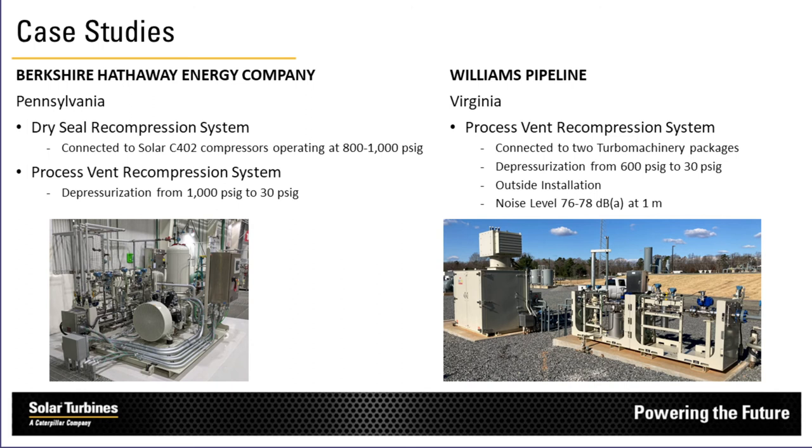The second case study here is working with Williams in Virginia. It's actually two stations. One station went operational in 2020. And here we're connecting two turbomachinery packages. These are larger in compressor size for the Solar family. We start around 600 PSIG, and again, pull it to about 30 PSIG for the turbomachinery package vents of the system. As shown here, this is an outside installation, so we have an enclosure for the unit. And one of the great items with this was we were able to prove that with the enclosure, our noise levels were somewhere between 76 to 78 decibels at 1 meter. The objective was to keep it under 85.